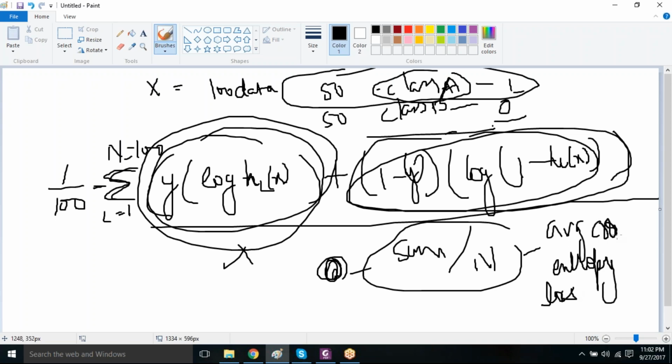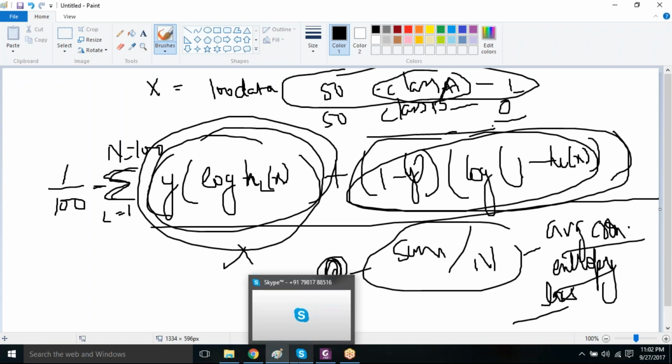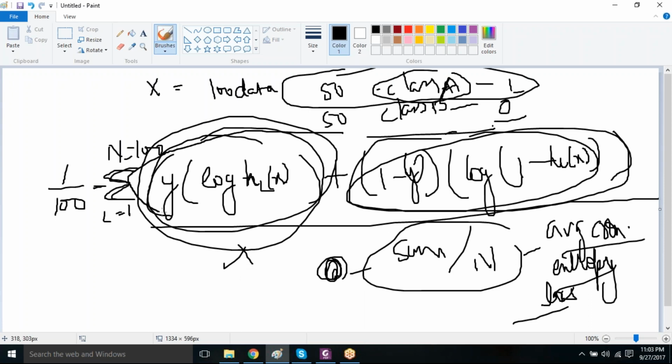Average or average cross entropy loss. You need to sum of class A and class B, both of classes? Do you need to sum of class A and class B and take an average of both of classes? Yeah. So see, this single function is doing both the things.